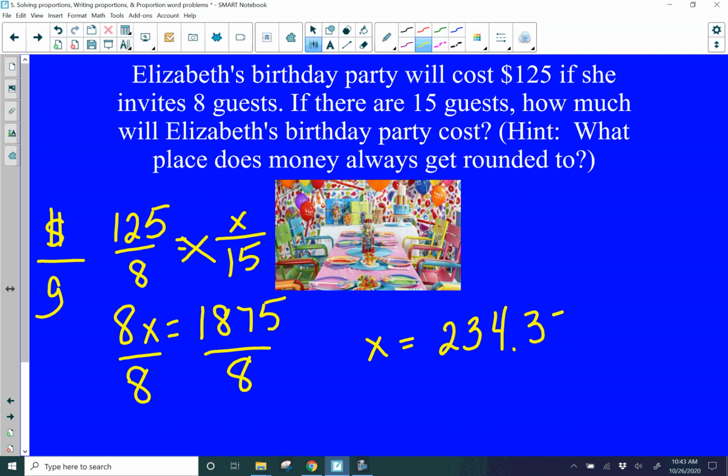234.375. Now again, it's money, so we have to round it to the hundredths place. My 7 is in my hundredth spot. 5 and above, we give it a shove, so that 5 is telling me that my final answer then is going to be $234.38.